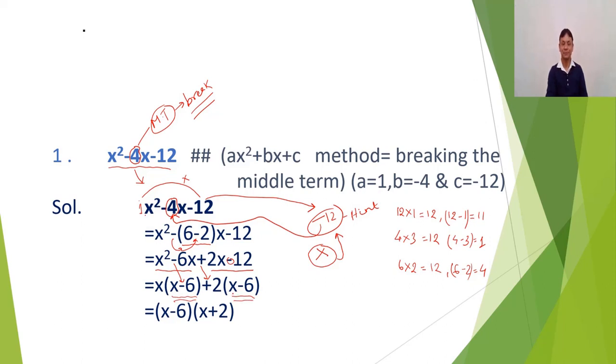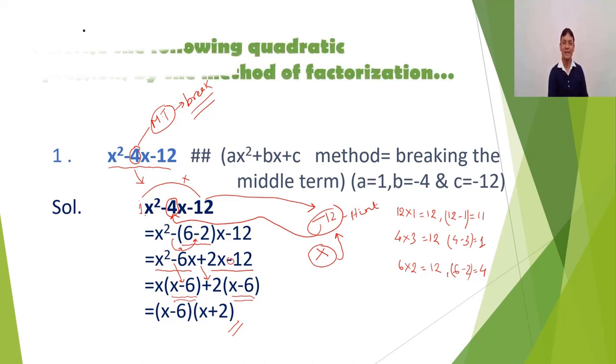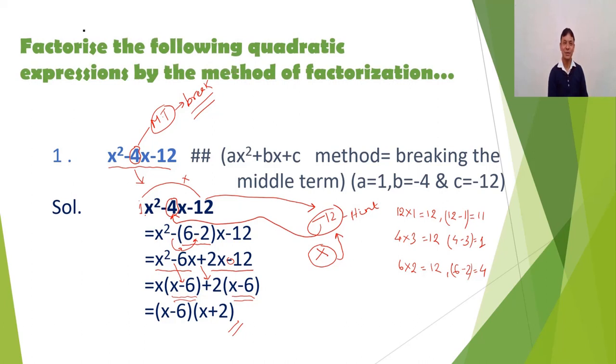It will be all right. Then ultimately you take these 2 in one bracket and the remaining one in the other bracket. Okay, so this is how we factorize a quadratic expression. Okay, the question will be of this kind. Factorize the quadratic expression by the following, by the method of factorization.